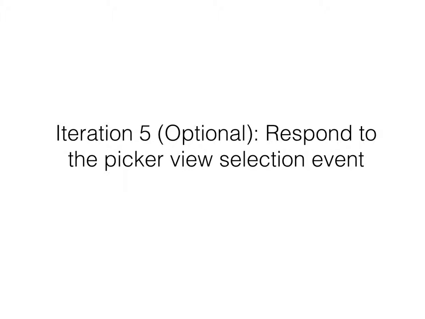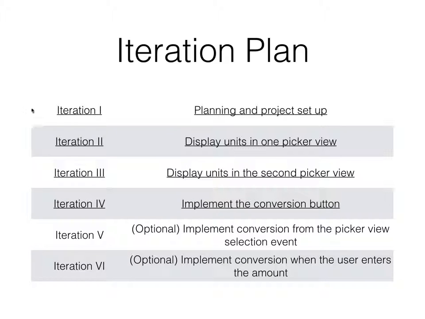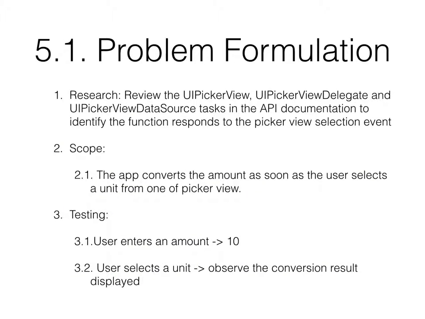Hello, so we start iteration 5 and 6, which are optional iterations or extra credit. In iteration 5, we're going to respond to the picker view selection event and let the conversion take place at that time. So now here is our iteration plan. We finished 1, 2, 3, 4. That's the required part of the project. And we're going to do number 5 now and focus on the picker view.